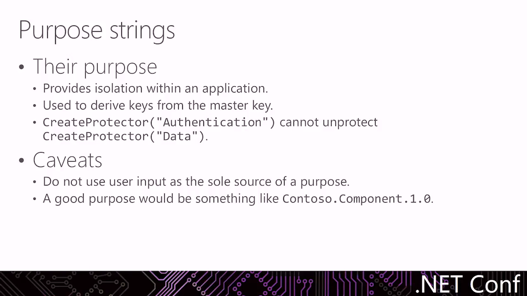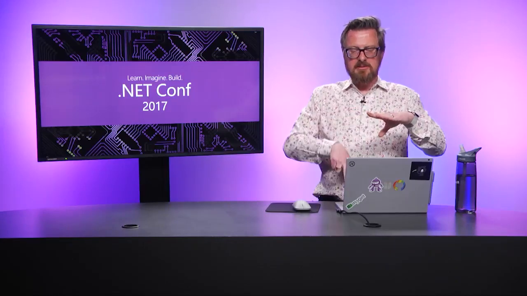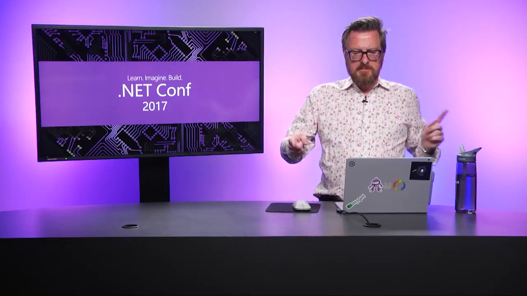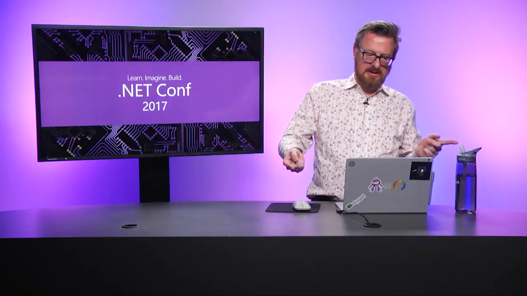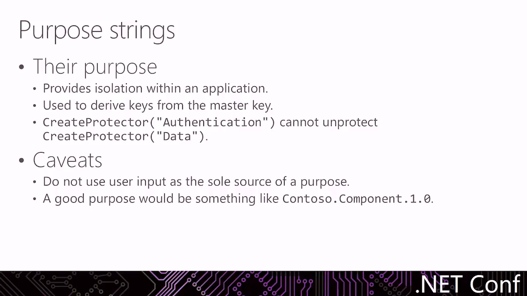You can keep creating protectors nested. So I could have an authentication protector, and then I could, underneath that, create a protector for cookie, or a protector for bearer. The parent protector can decrypt the things that are underneath, so cookie and bearer, but cookie cannot decrypt bearer, and bearer cannot decrypt cookie. So there are some caveats for purposes. Do not use user input for this, because then obviously an evil person could quite happily use whatever they want as a purpose and perhaps bypass your app isolation. We like the idea of you using namespaces, classes, and versions.